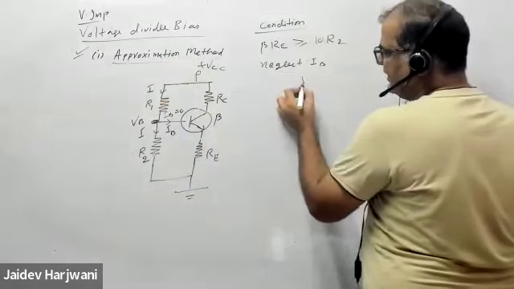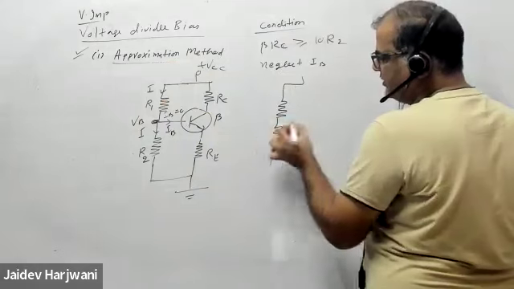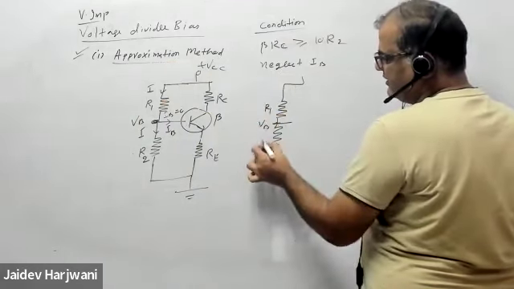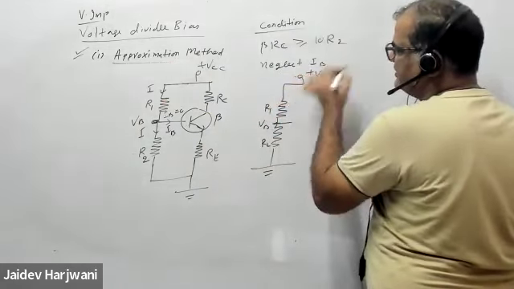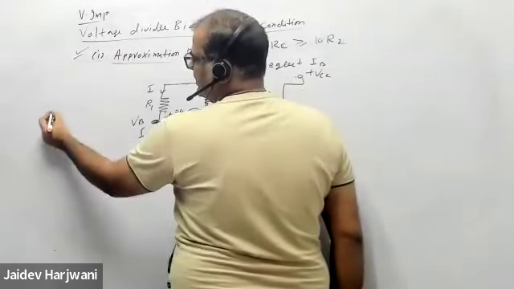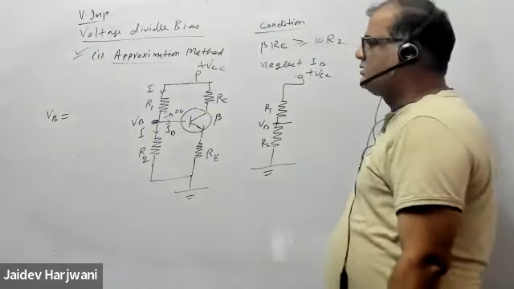Now my circuit becomes like this. This is my R1 and this is my R2. No current is going here. This point is VB. This is R1. This is R2. This is ground. And this is your plus VCC. So I can find the VB. Tell me, what is the value of VB? What is the value of VB? Tell me.